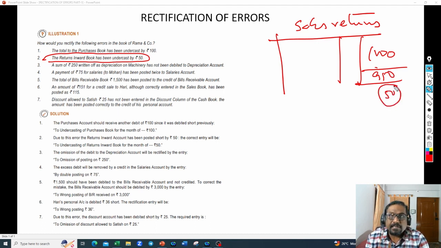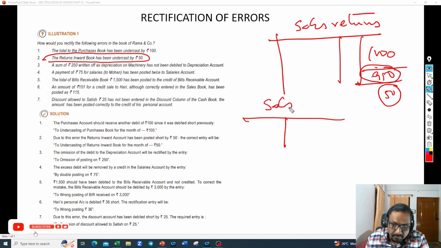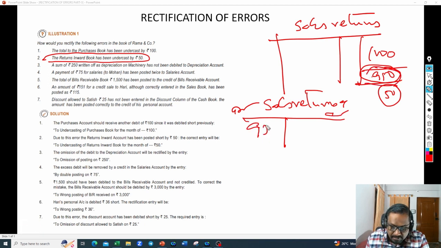Again, I am repeating the same point. The totals of the sales returns book or returns inward book will be posted to sales returns account. So this 950 will get posted on the debit side of the sales returns. How can I say debit side? What is the entry for sales returns? Sales returns account debit to customer's account. Am I right? Sales returns, goods are coming back. So sales returns account debit to customer's account. So this is the entry. So sales returns account has to be debited to the extent of the totals of the sales returns book.